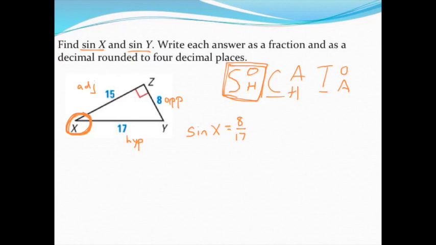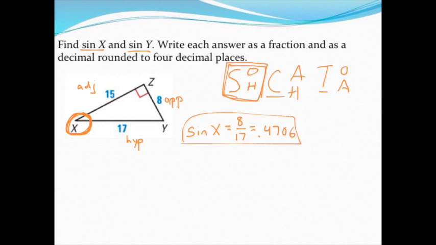Now you'd simplify that fraction if you could. 8 over 17 can't be simplified, but notice in the directions, they also want the decimal rounded to 4 decimal places. So I'm going to do that on my calculator, do 8 divided by 17, and get a decimal of 0.4706 if I round off. So there's the sine of x as a fraction and as a decimal.